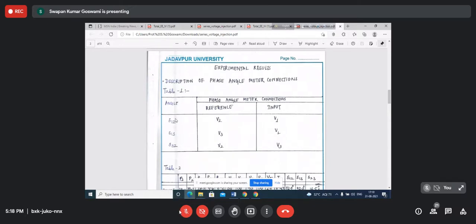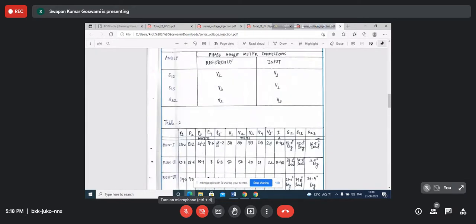A light is there. When the lead light glows, it indicates that the input is leading. When the lag glows, it indicates the input is lagging. So for delta 1 2, V2 is the reference and V1 is measured. Delta 1 3: V1 is measured with respect to V3. Delta 3 2: V3 is measured with respect to V2. Okay. Now, what are the results obtained for the first round? Obviously, the power here is in laboratory scale only, a very small amount of power.